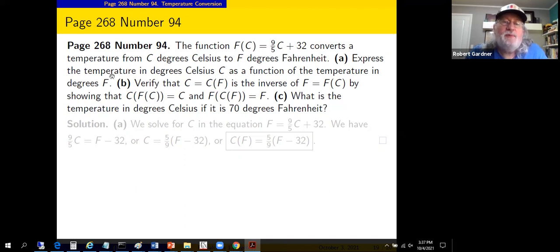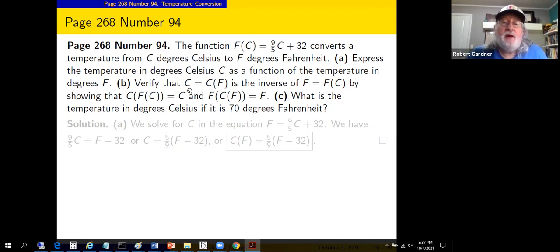Switch them around. Express the temperature in degrees Celsius C as a function of the temperature in degrees Fahrenheit. So here we've got Fahrenheit in terms of Celsius. We want it the other way around. We want Celsius in terms of Fahrenheit. We're reversing stuff. That's why this is in the section on inverse functions.